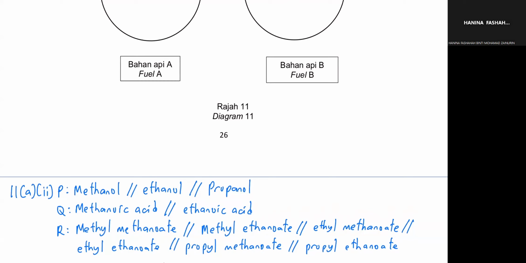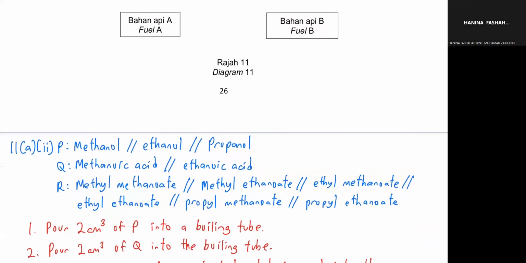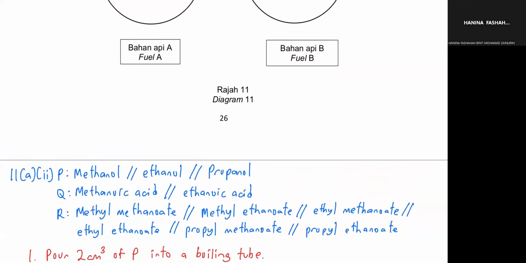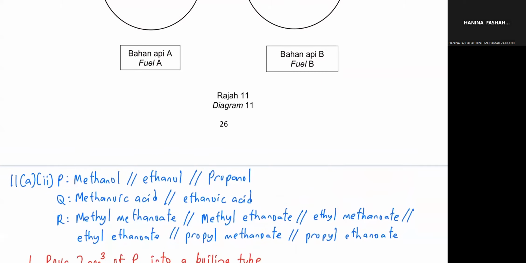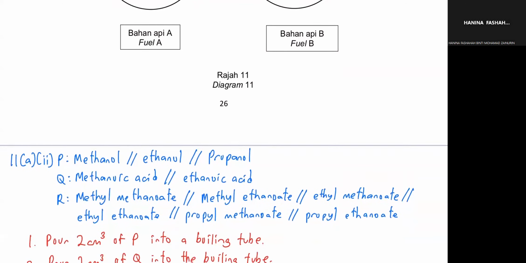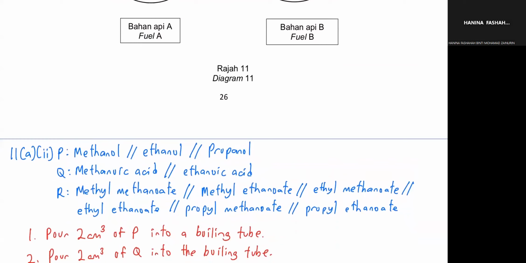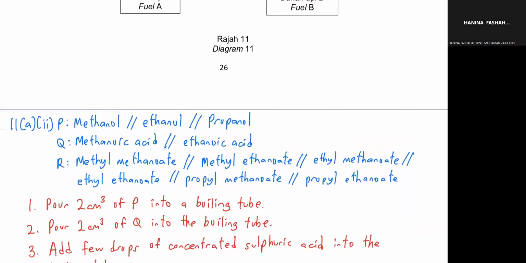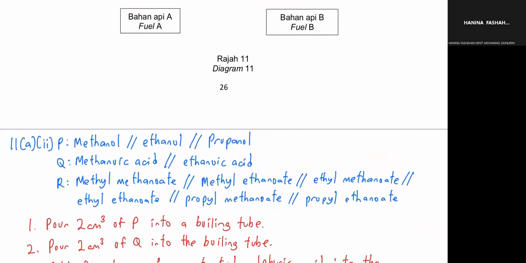Then they want to prepare. How to explain? So you have to heat, you have to put inside the boiling tube. This one undergoes esterification. Put what inside the boiling tube? Put acid, put alcohol inside the boiling tube. Put P and Q inside the boiling tube. What happened? I also remember you have esterification.